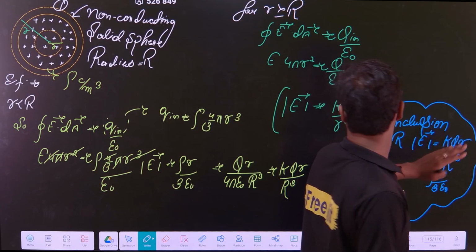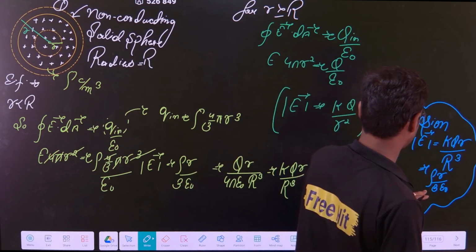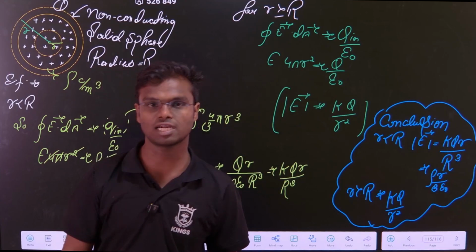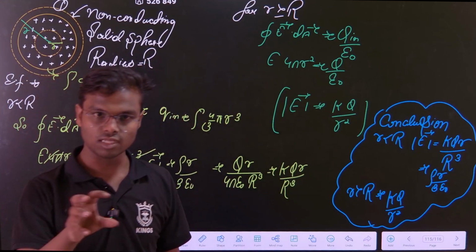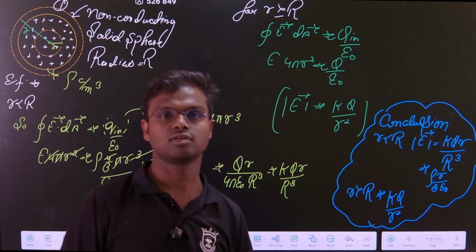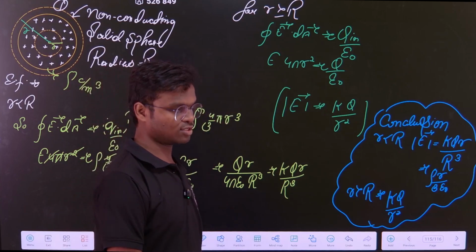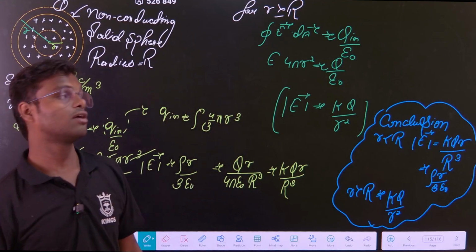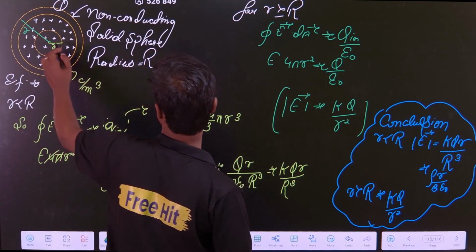Sorry, is it 0? Well, let me check. Yes, inside, the electric field at the center is 0. That is okay. Does it mean that the potential will also be 0? The answer is no. If the electric field is 0, the potential will be constant. So we can't say anything; there will be some value, and now we have to find that. So we don't know the potential at the center.